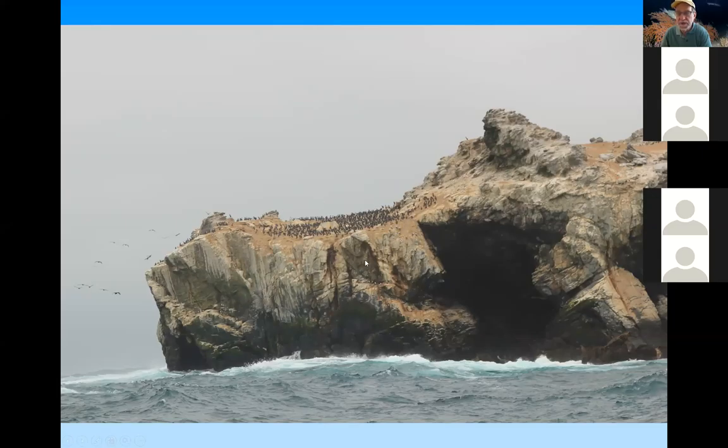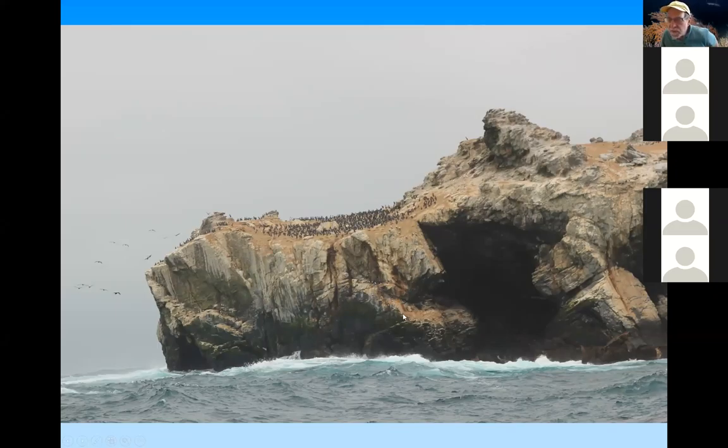This picture was taken on a nature reserve off the coast of Chile, and the birds are here. This is actually a pretty small colony as colonies go, but it's a number of birds. And this colony, as I'll show you in the next slide or two, was suffering from the impacts of an El Nino year. This is in 2016 that I visited this site.